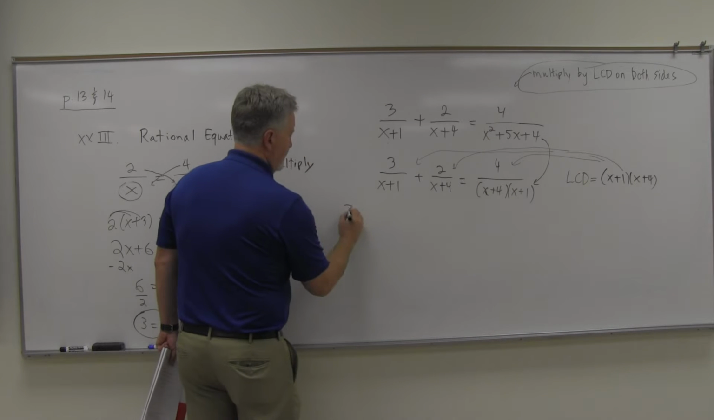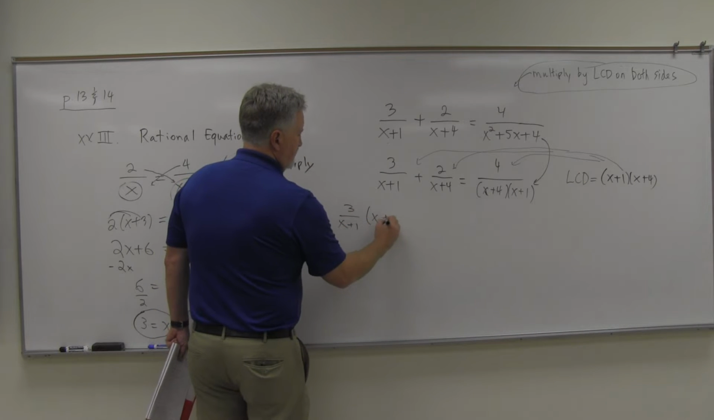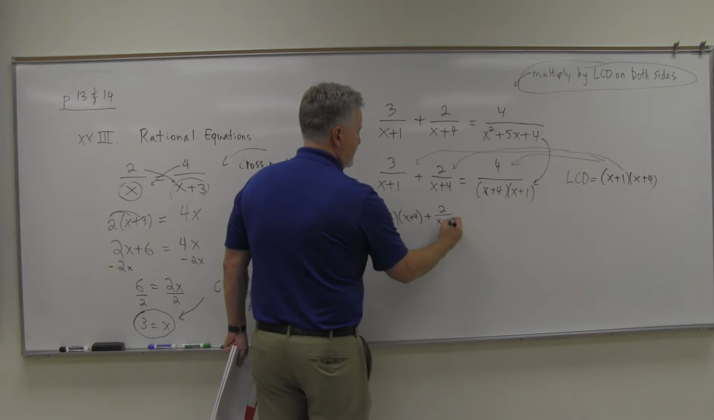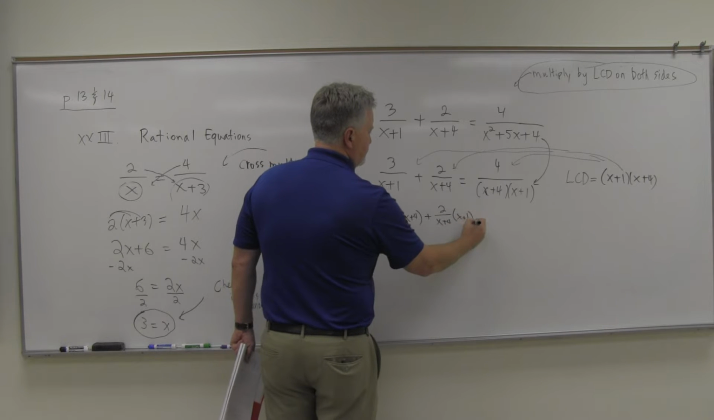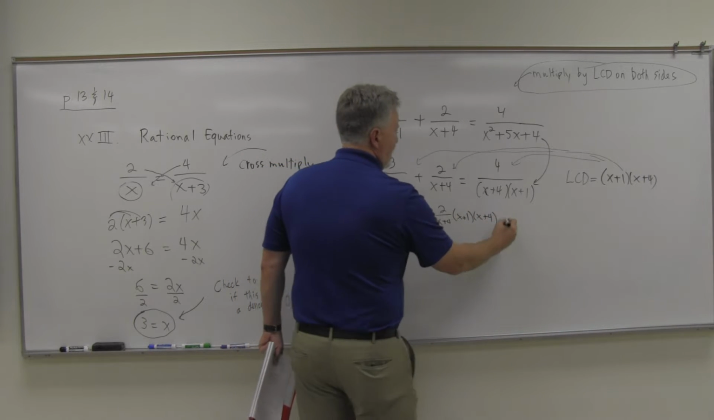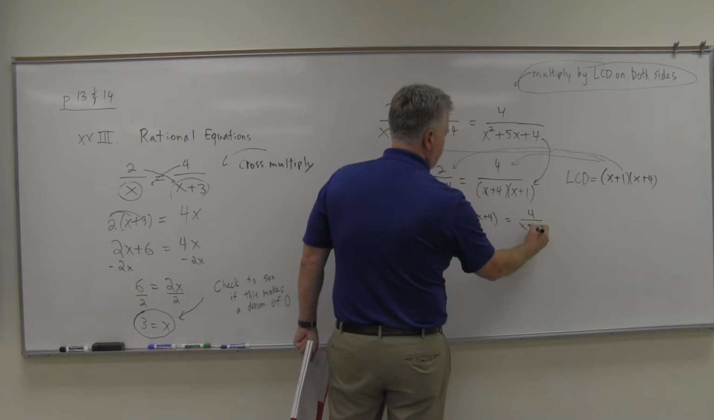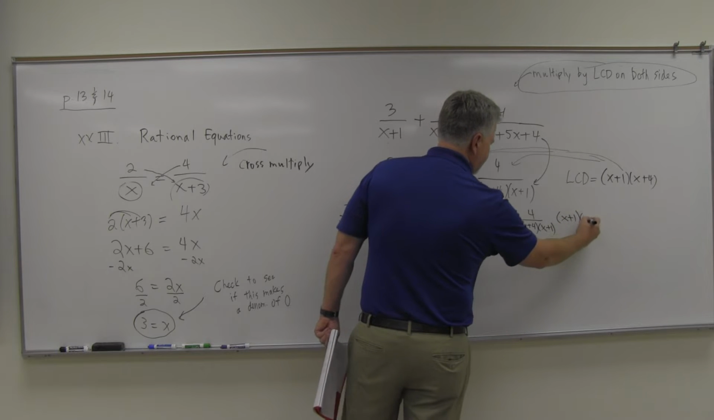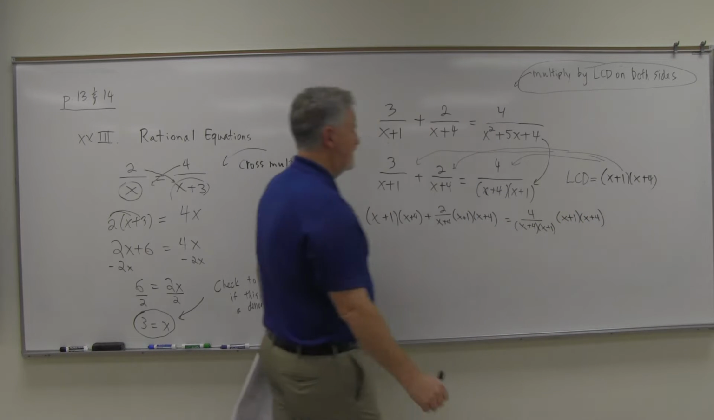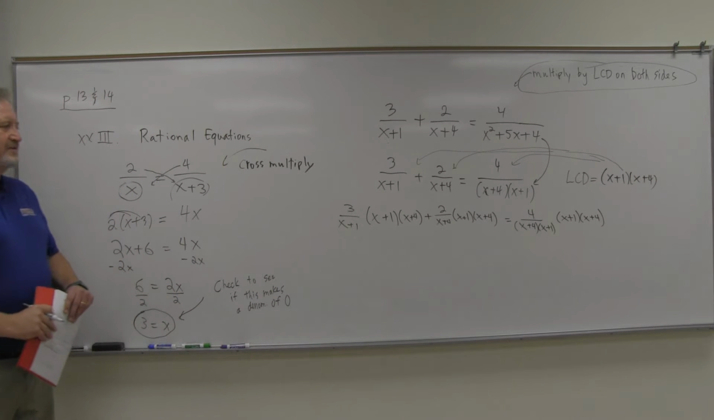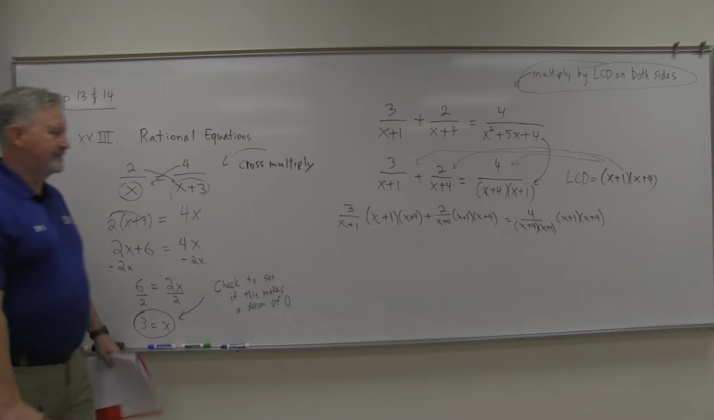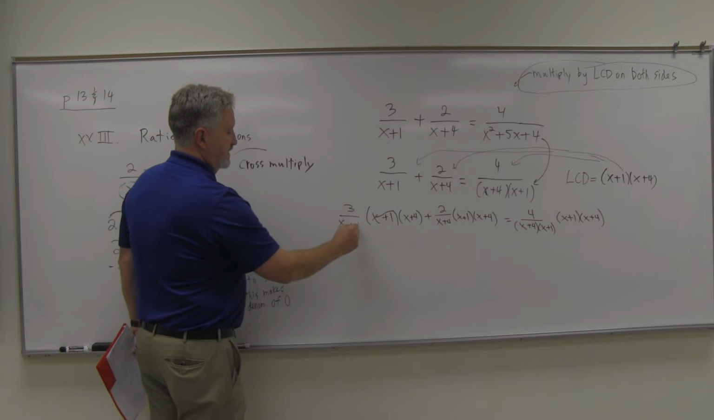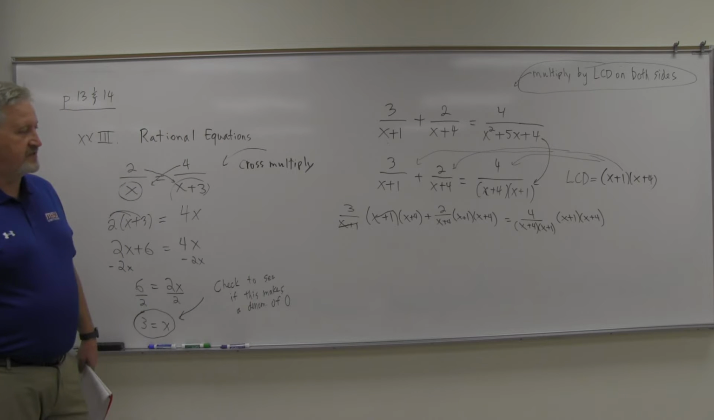So we've got 3 over x plus 1 times the x plus 1 times x plus 4. And then the 2 over x plus 4 times the x plus 1 times x plus 4. And then 4 over x plus 1, x plus 4 times x plus 1, x plus 4. The reason we do that is because nice things happen. We get lots of canceling out. Since we've got that x plus 1 in the denominator here, multiplying it cancels it out.